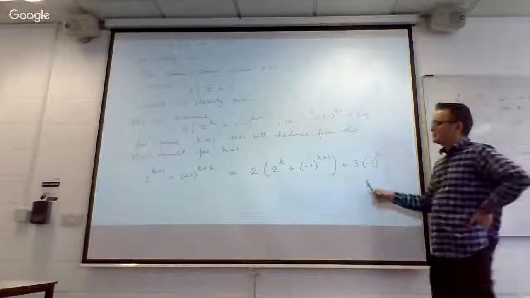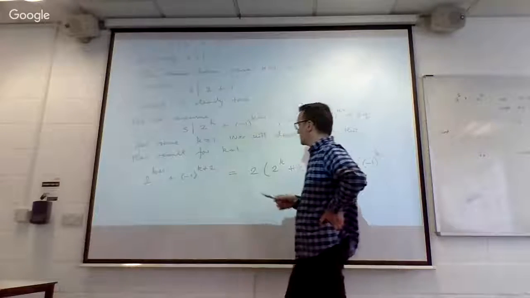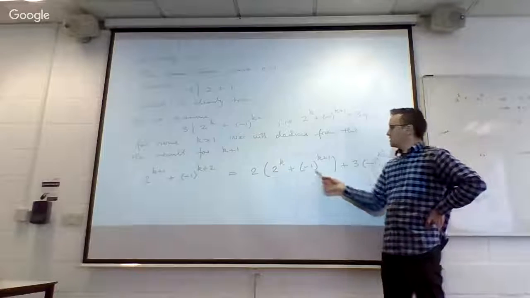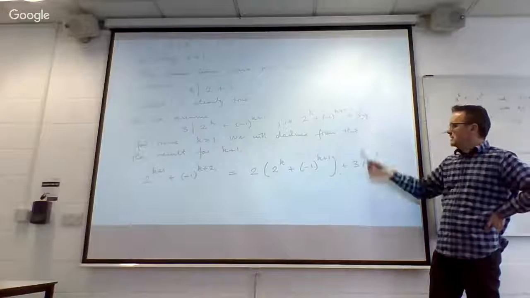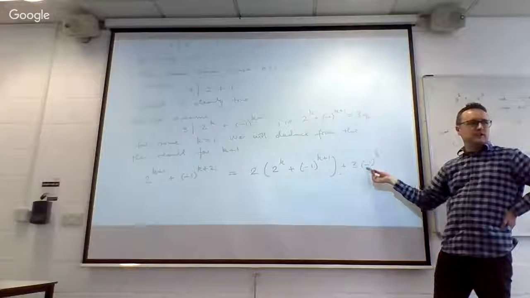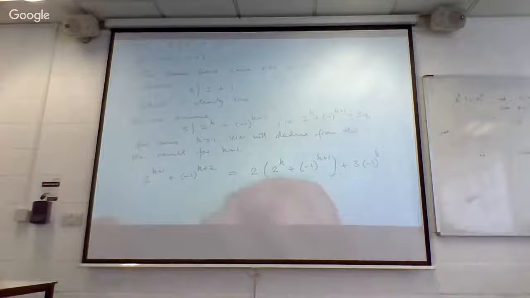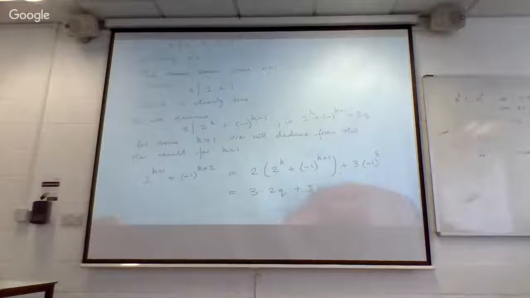Now, what I'm trying to achieve is to show that this thing is divisible by 3. I've got it written as 2 times something which I know is divisible by 3, and then maybe another 3 or 1 less 3. So the whole thing will be divisible by 3. So this is 3 times 2q plus or minus 3. Hence 3 does divide 2 to the k plus 1 plus minus 1 to the k.